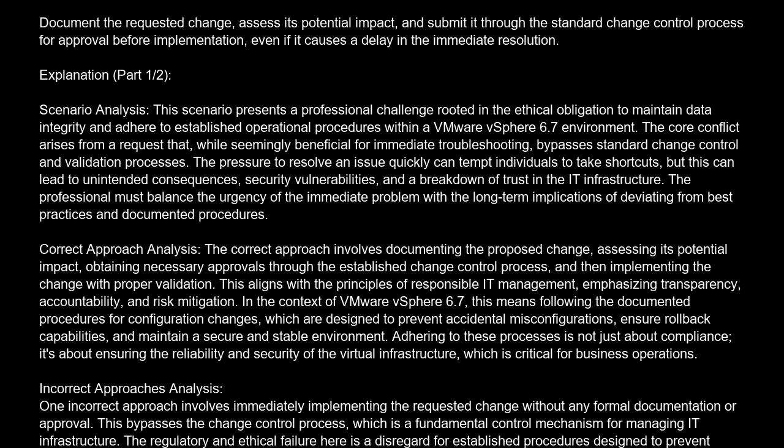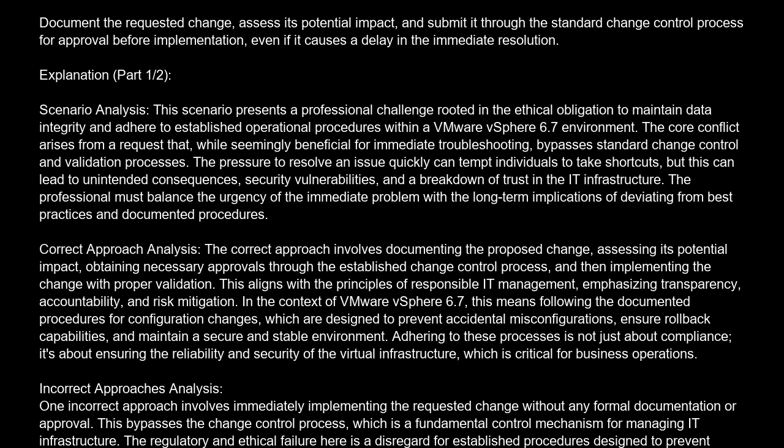The professional must balance the urgency of the immediate problem with the long-term implications of deviating from best practices and documented procedures. Correct approach analysis. The correct approach involves documenting the proposed change, assessing its potential impact, obtaining necessary approvals through the established change control process, and then implementing the change with proper validation. This aligns with the principles of responsible IT management, emphasizing transparency, accountability, and risk mitigation.